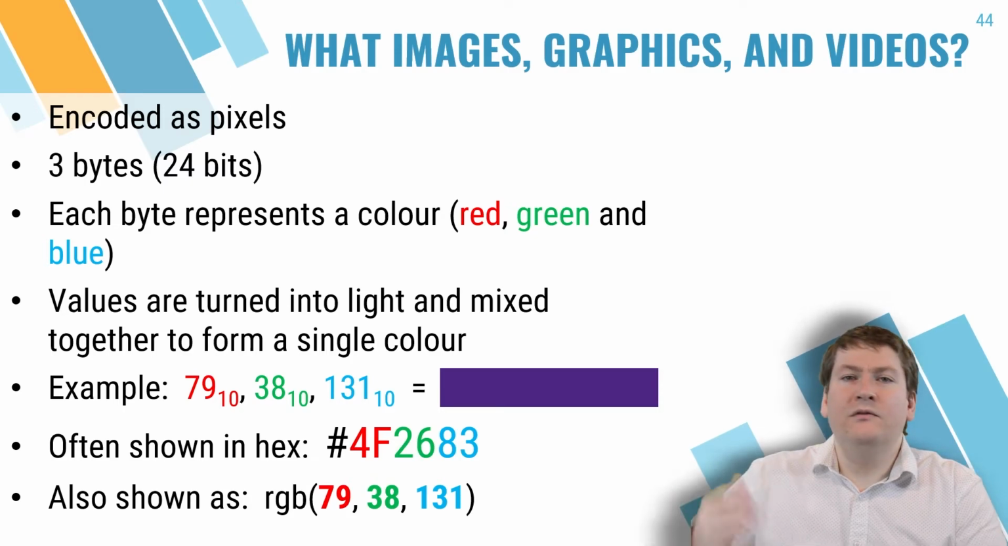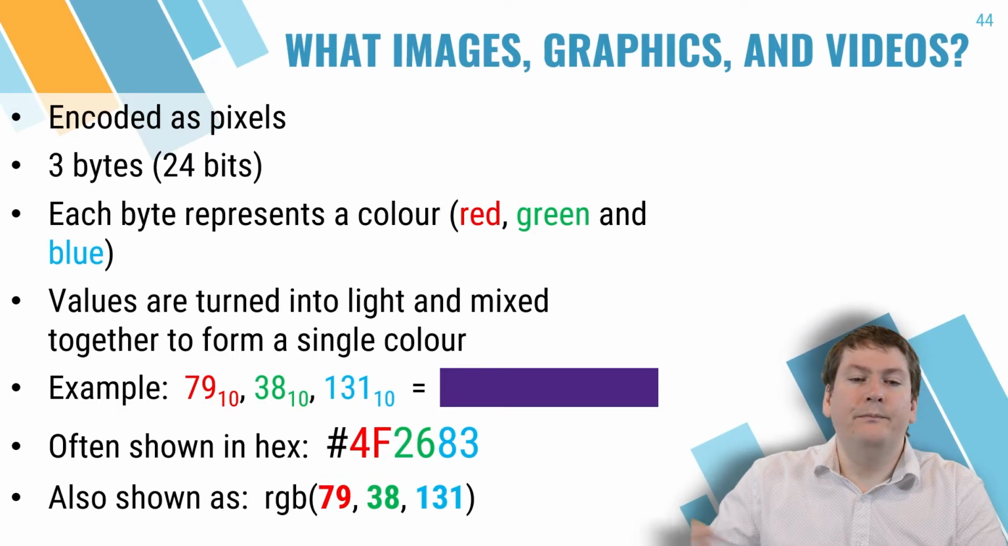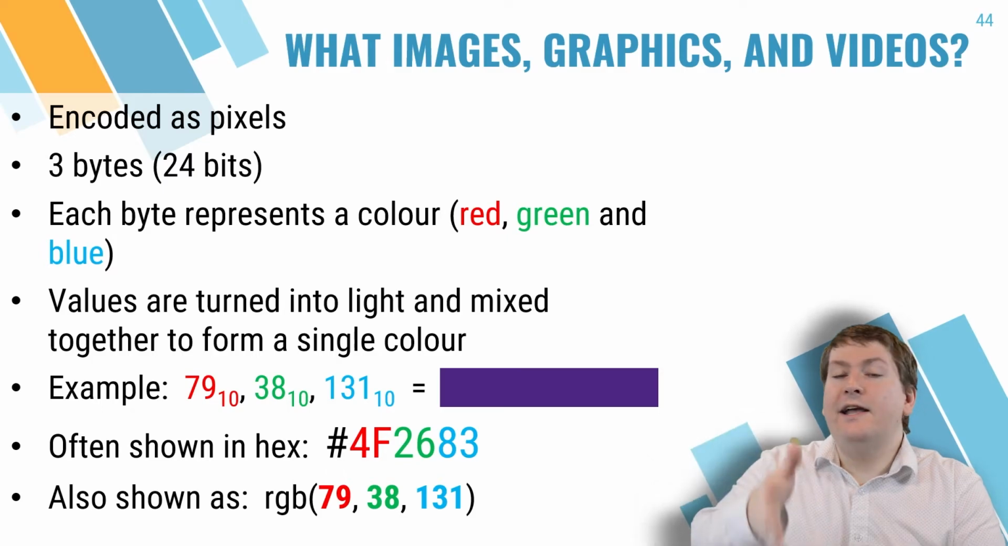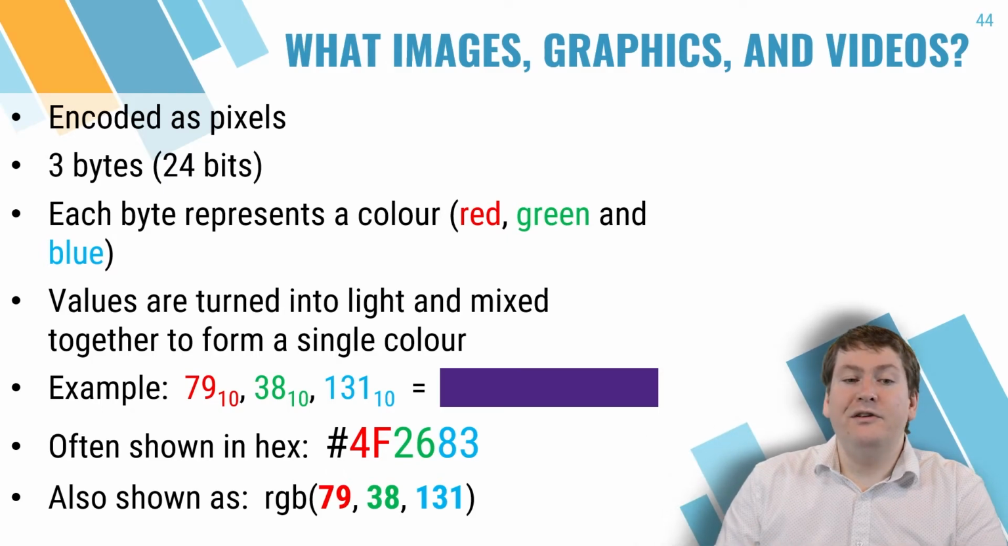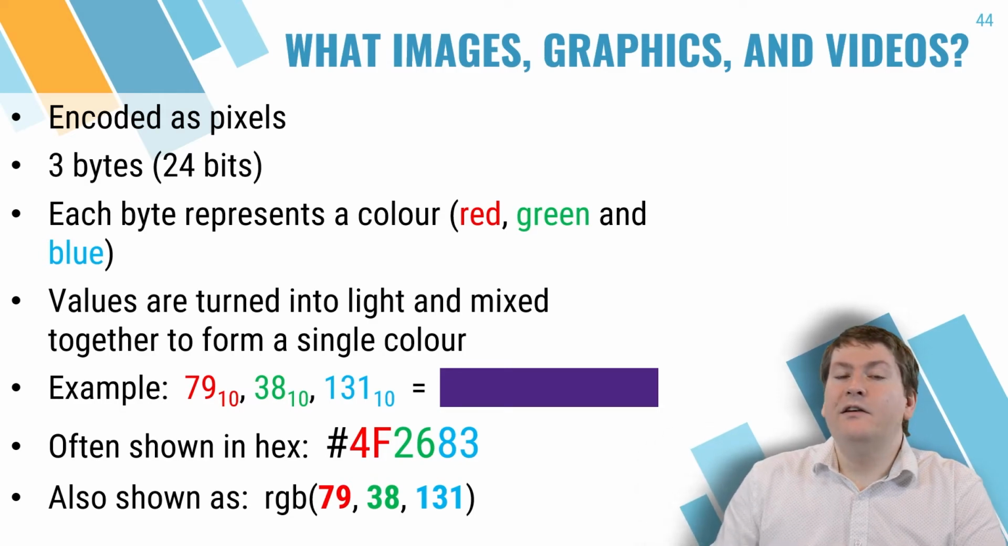So why 0 to 255, not 0 to 1000 or 0 to 100? The reason is that a byte on a computer is 8 bits. And using that method that we saw before of converting bits into a decimal number, the largest number you can get when you have 8 bits, and you're talking about positive numbers, is 255. So the range is 0 to 255. Since we only have 1 byte for each, the largest number is 255. So to summarize, the values are turned into light and mixed together to form a single color.